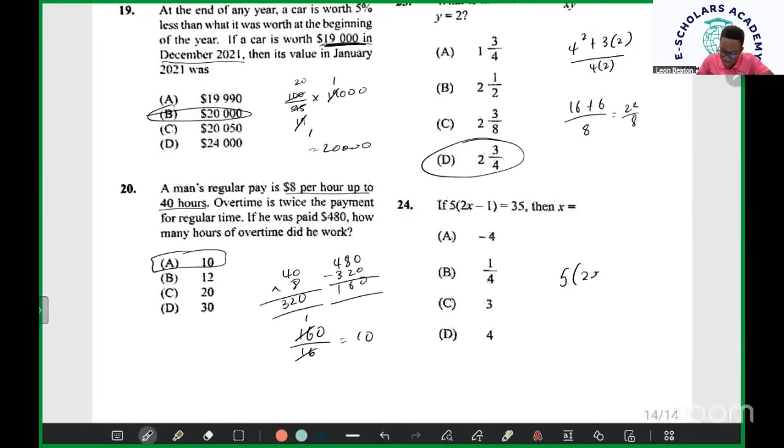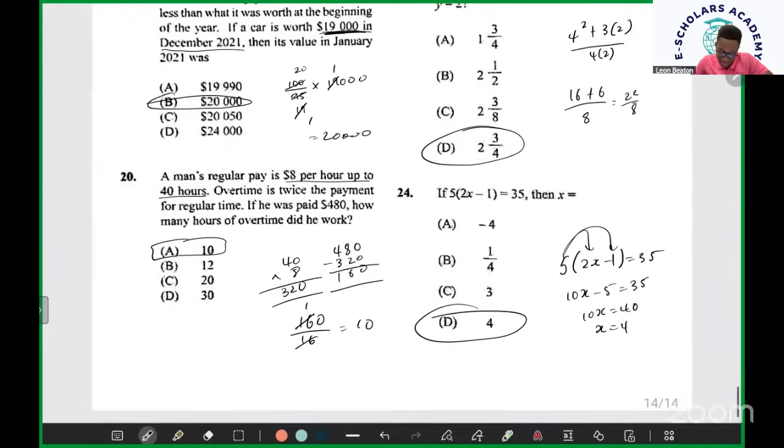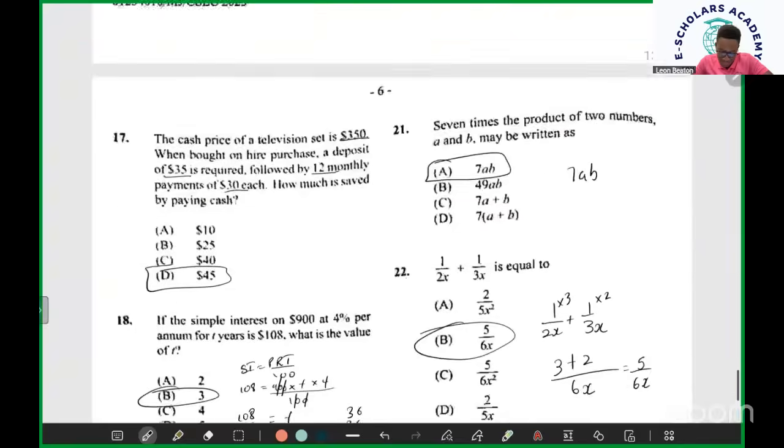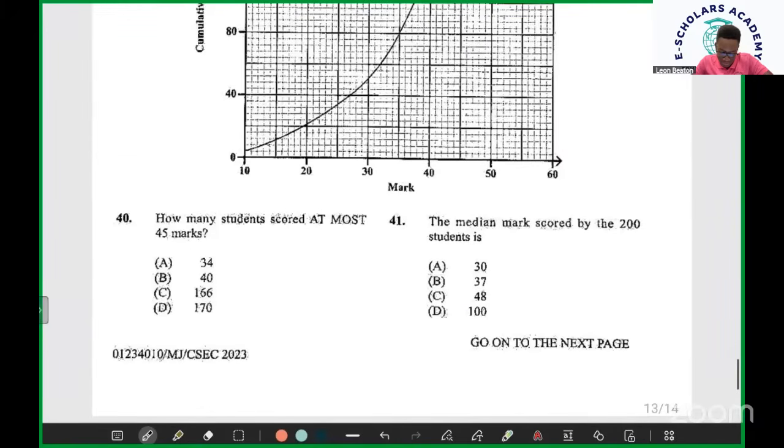So this one, I think we did already. 5 open bracket 2x minus 1 equal to 5. Distribute. 10x minus 5 is equal to 5. 10x is equal to 10. X is equal to 1. I'm going a little quick because we don't do all of these, right? All right, I think that was all the algebra for this one.